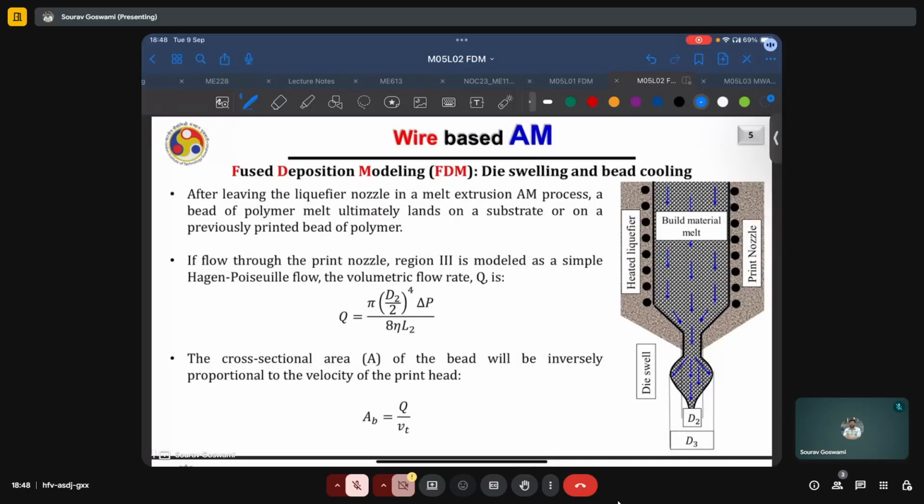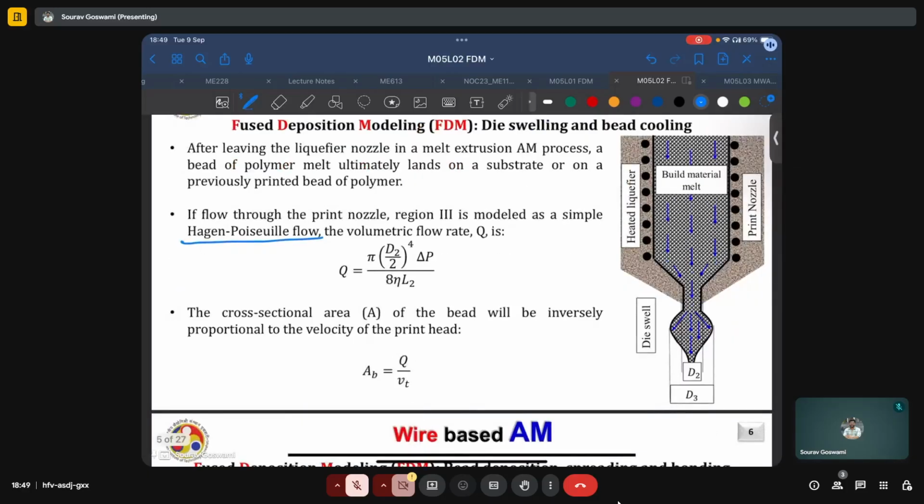After leaving the liquefier nozzle in a melt extrusion AM process, a bead of polymer melt ultimately lands on the substrate or on a previously printed bead of polymer. And if flow through the print nozzle region 3 is modeled as a simple Hagen-Poiseuille flow, the volumetric flow rate can again be calculated as pi times d2 by 2 power 4 del p, where del p is the pressure drop, 8 eta L2.